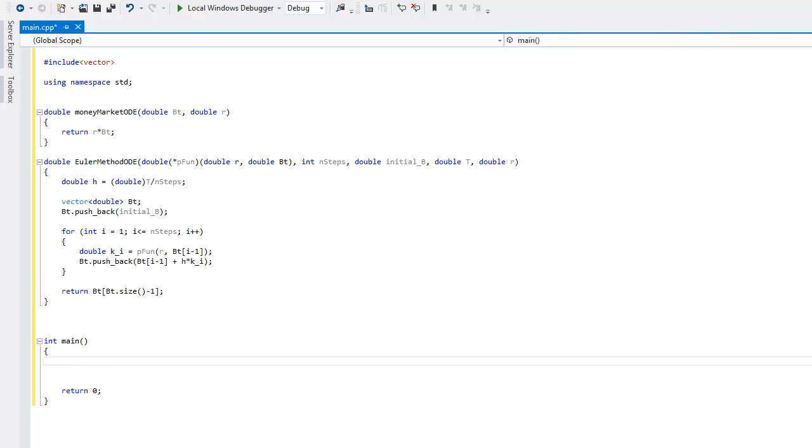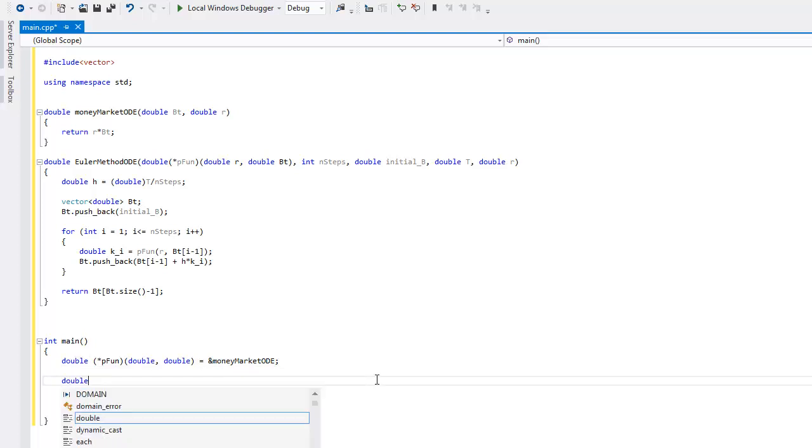So let me test this algorithm. Firstly, we have to define a function, the pointer to a function that will be passed to the Euler Method ODE algorithm. So we have to define double p fun that takes 2 arguments of double is equal to the address of the function money market account ODE. So we are connecting the function pointer with the original function that it points to.